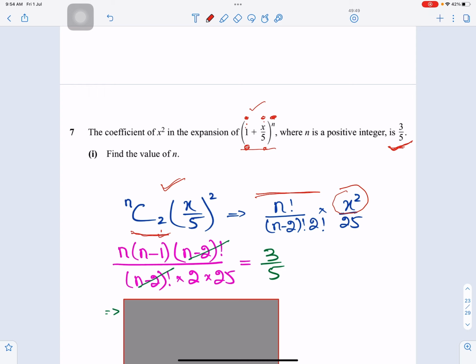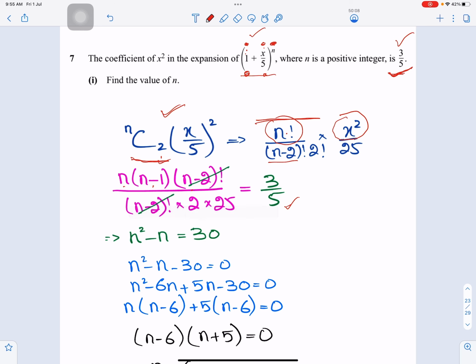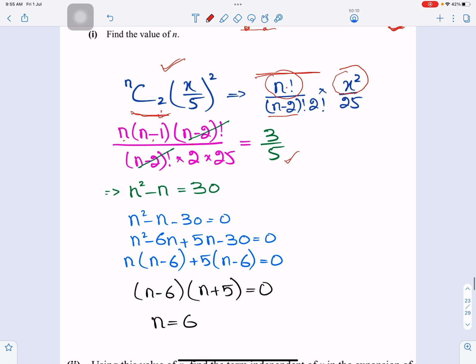You can see n factorial can be written as n, n minus 1, n minus 2 factorial. Why did I stop at n minus 2? Because there was n minus 2 factorial in the denominator. And I put this equal to 3 upon 5, you can see in green color, because this was given to us in the question. After that, I will simply do cross multiplication, get a quadratic equation, factorize it and solve it. n is equal to 6.